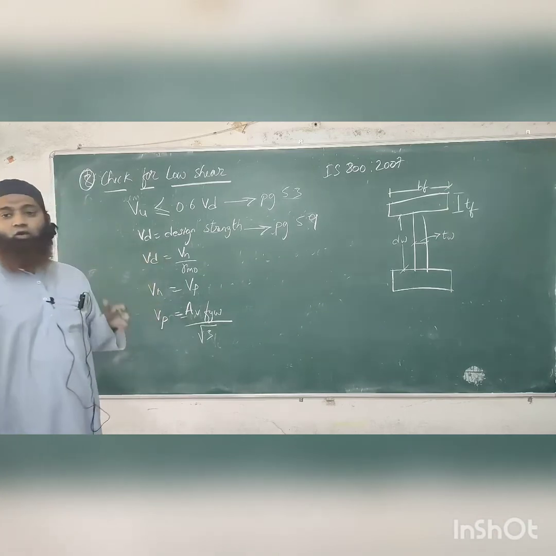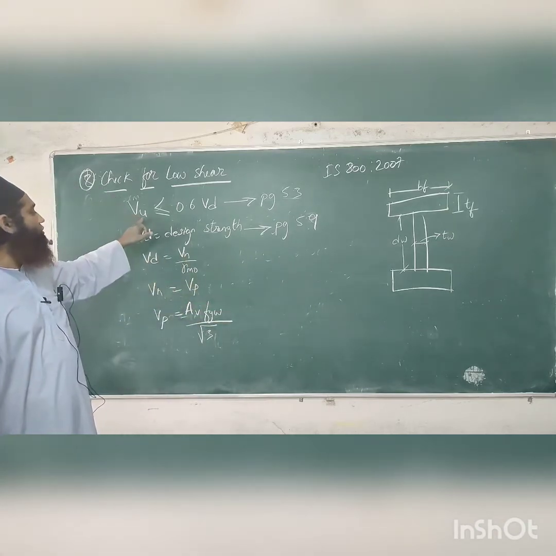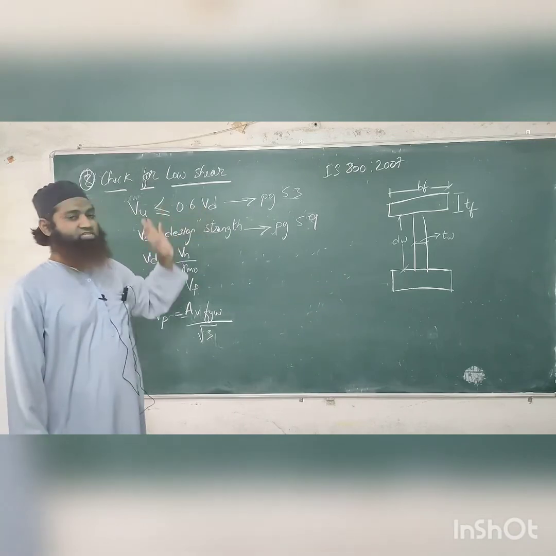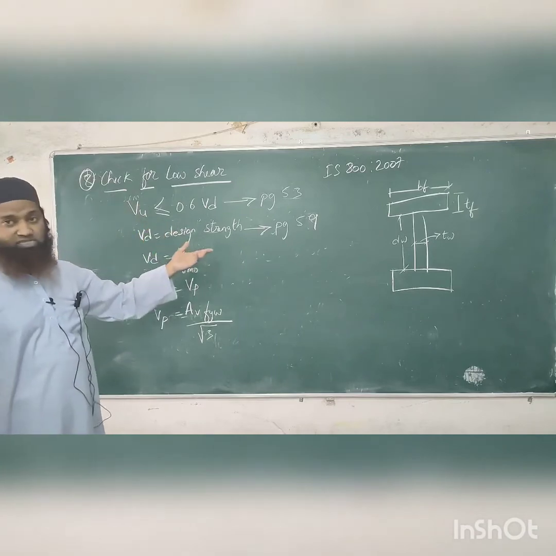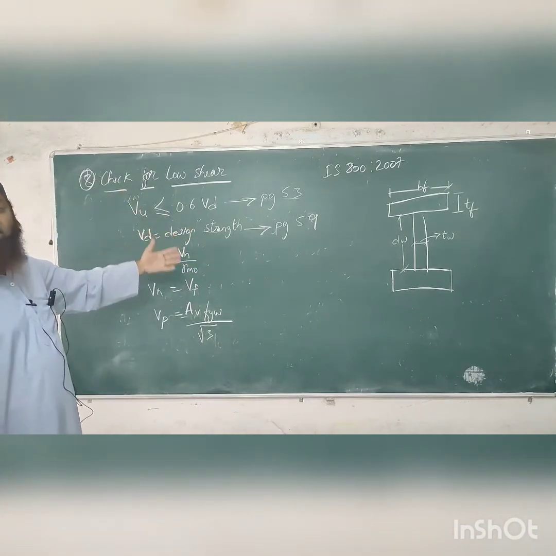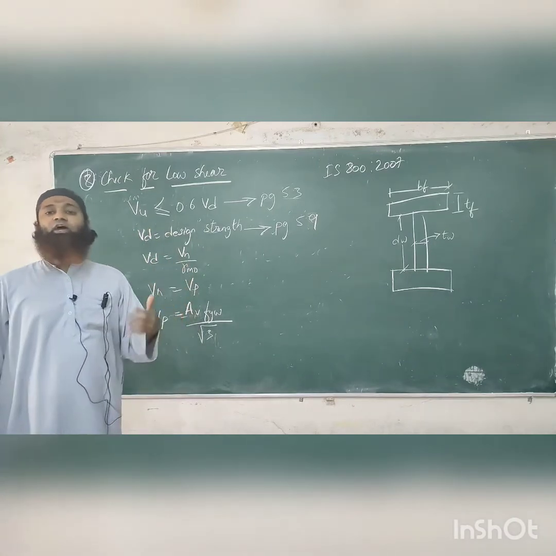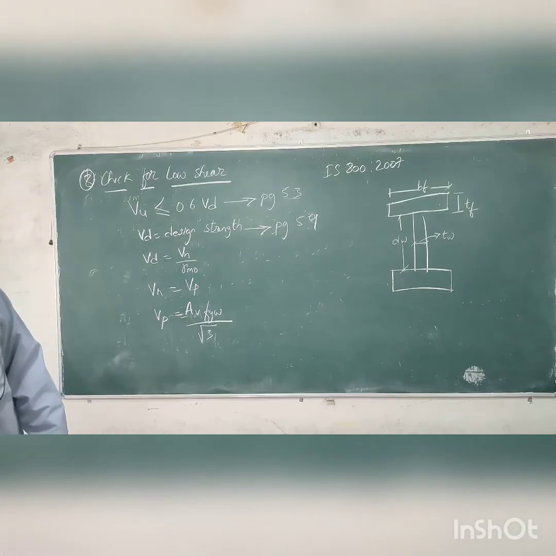Now, as I have told you, Vu should be less than or equal to 0.6 times Vd. Here we have found out the moment capacity in the previous step. Now here we are finding out the check for shear. We are seeing whether it can resist shear or not. This is how we do it. So this is step 8. Next we will go for step 9.